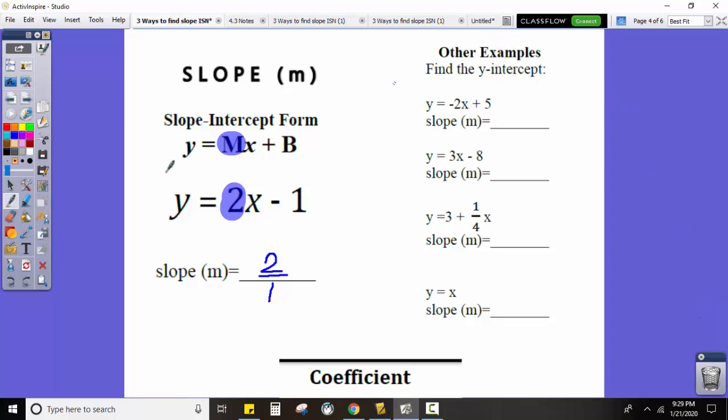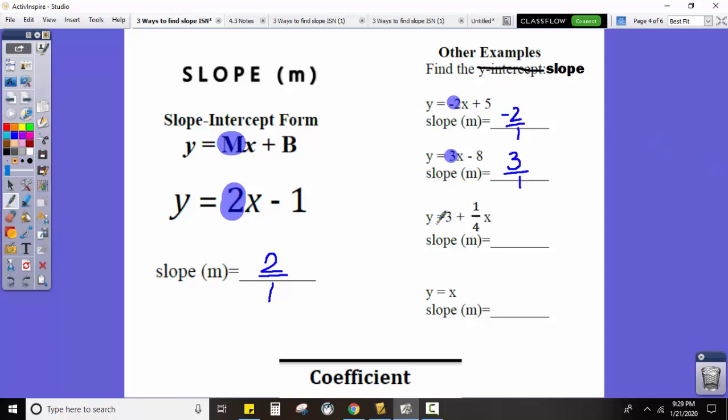On your foldable under the other examples, it should say find the slope. I believe it does. So if we look at this first equation here, y equals negative 2x plus 5. Remember, the slope is the number in front of x. So negative 2 is being multiplied by x, so the slope is negative 2, and you can write it over 1. Next one, y equals 3x minus 8. The number multiplied by x is 3. So our slope is 3, or 3 over 1. That would mean rise 3, run 1.